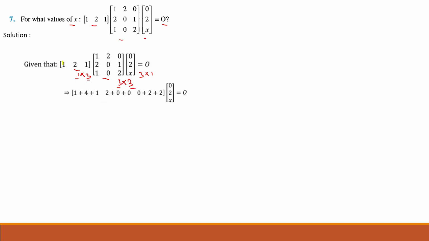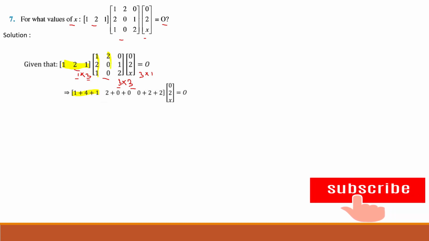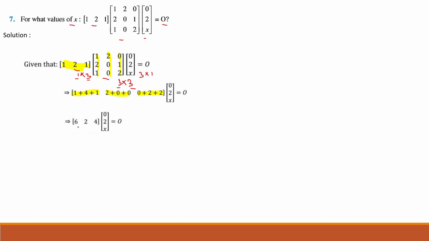Multiplication will be 1 plus 4 plus 1 into 1, 1. For second element, 2 plus 0 plus 0. For third element, 0 plus 2 plus 2. So after adding these three elements, it will be 6 to 4. अब इन दोनों का multiplication करना है, and again इनका multiplication we can do easily, and the answer will be of order 1. मतलब एक single element आएगा, just 6 into 0, 0 plus 2 into 2, 4 plus 4 into x, 4x is equals to 0.